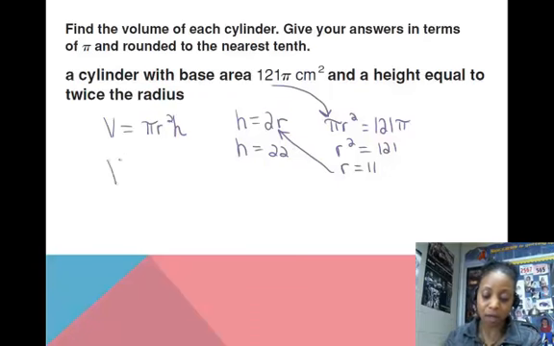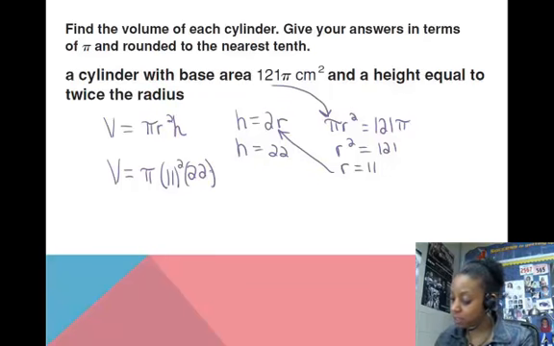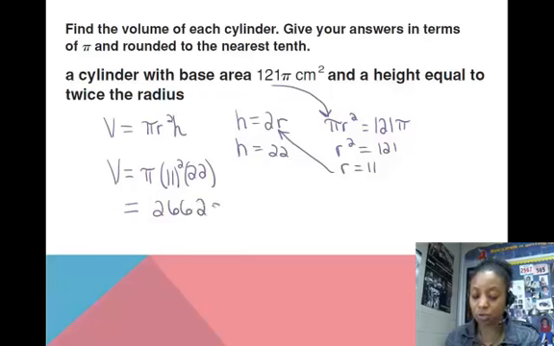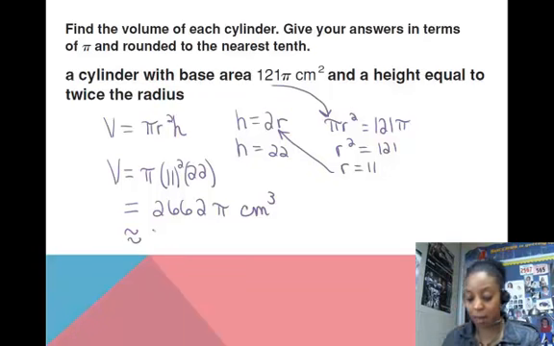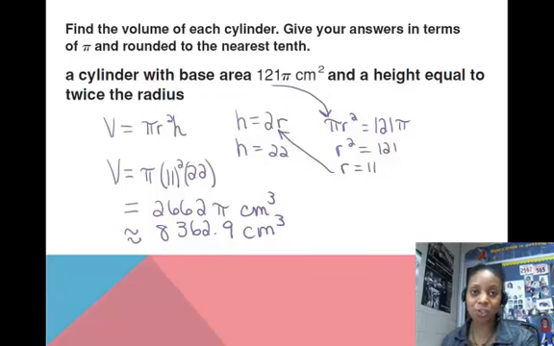So volume is going to be equal to pi times 11 squared times, oops, I should probably have a 22 here. So we got 11 squared times 22, and that gives us a volume of exactly 2662 pi cubic centimeters, or approximately, if we multiply times pi, 8,362.9 cubic centimeters. And that's it. That's all you got to do.